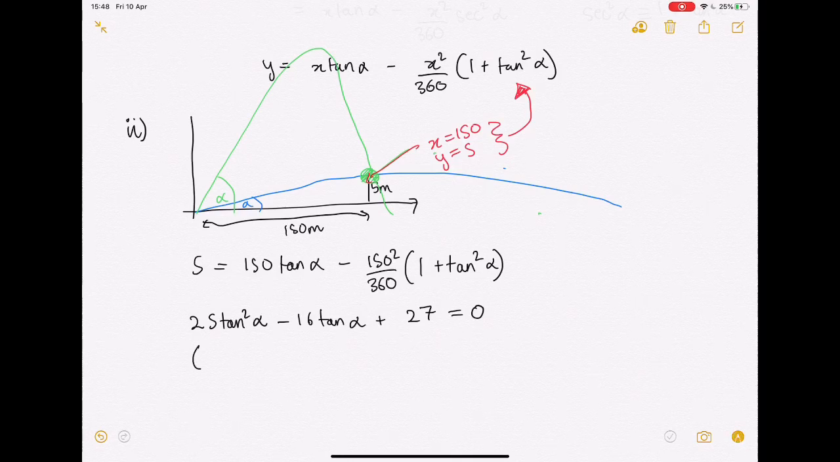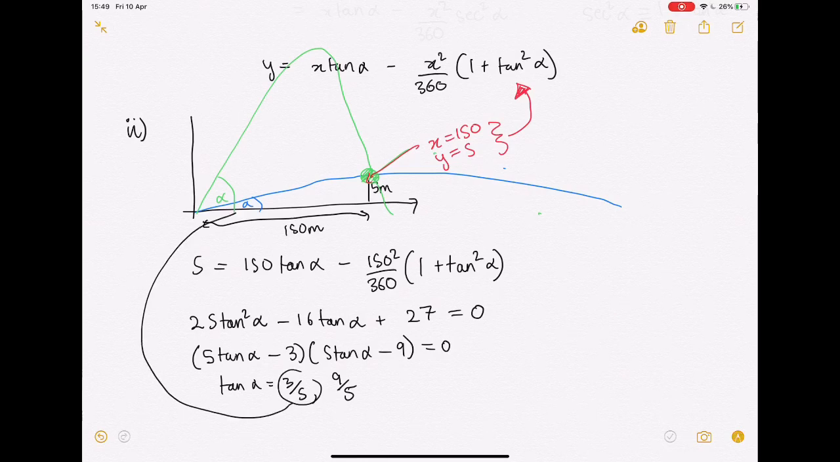But if you factorize this, we end up with 5 tan alpha minus 3, 5 tan alpha minus 9 equals 0, which gives us that either tan alpha equals 3/5 or tan alpha equals 9/5. And we can see that as tan alpha is an increasing function when alpha is between 0 and 90, the 3/5 one corresponds to the small value of alpha, and the 9/5 corresponds to the large value of alpha.